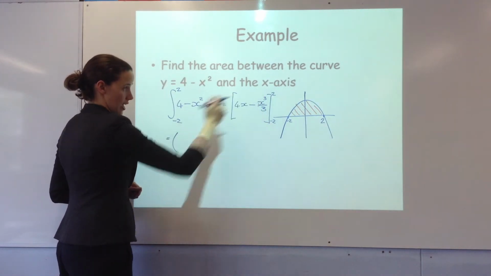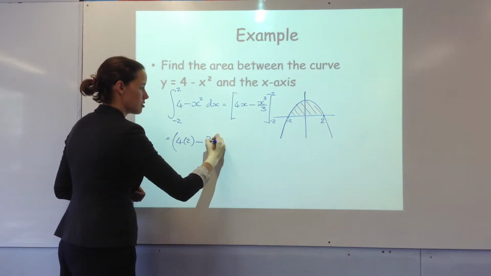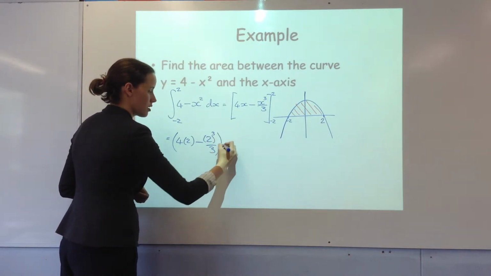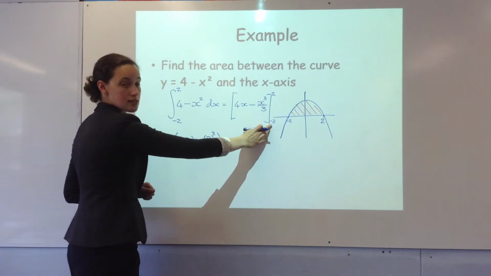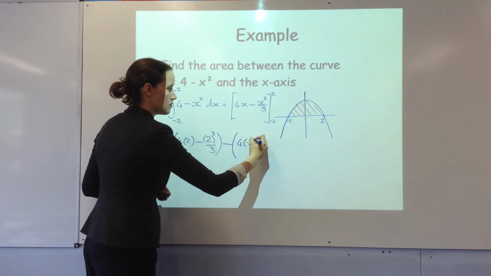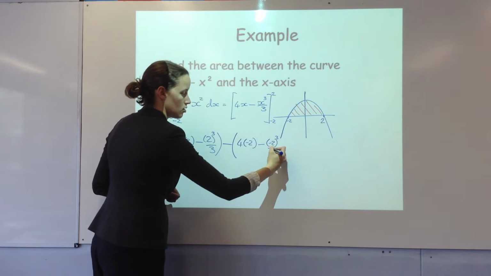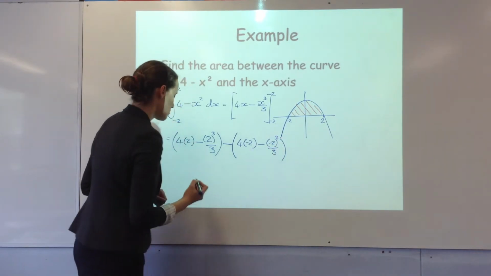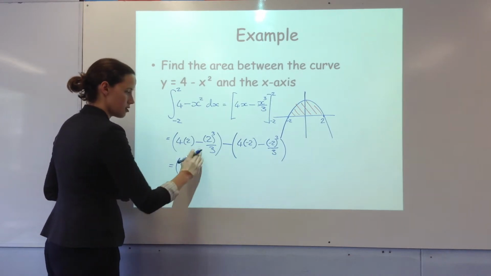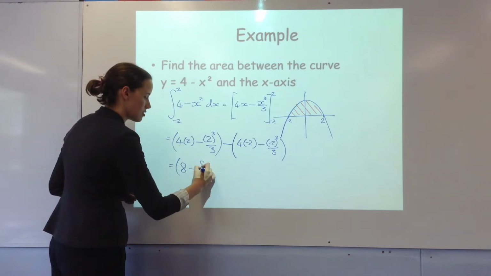So let's substitute in x is equal to 2 first of all. So we're going to have 4 times 2 minus 2 to the power of 3 all over 3. Minus from that, x is equal to negative 2: 4 multiplied by negative 2 minus negative 2 to the power of 3 over 3. Okay, 4 times 2 is 8. Minus 2 to the power of 3 is 8 divided by 3, and I'm just going to write that as 8 over 3 for now.